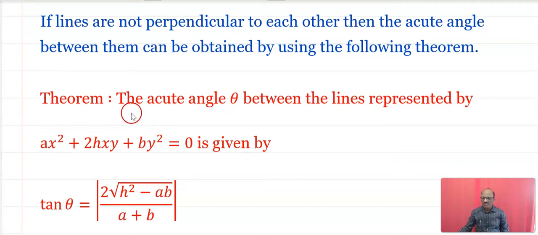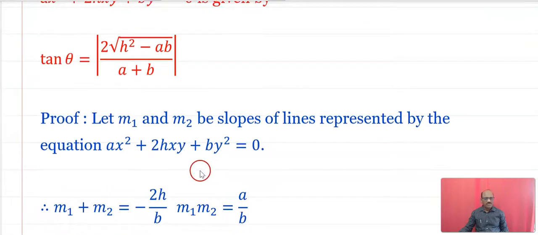This theorem is very important for the board examination. The acute angle theta between the lines represented by ax square plus 2hxy plus by square equals 0 is given by tan theta equals mod of 2 root of h square minus ab upon a plus b. Now we will prove this theorem.